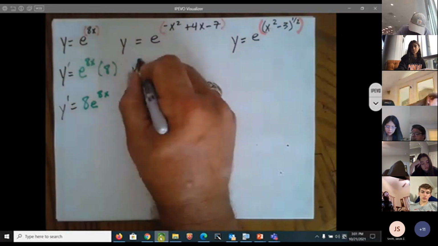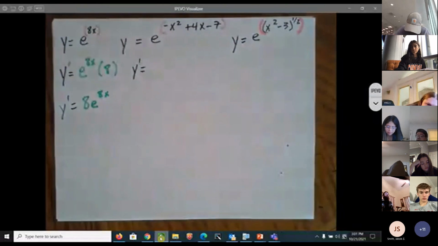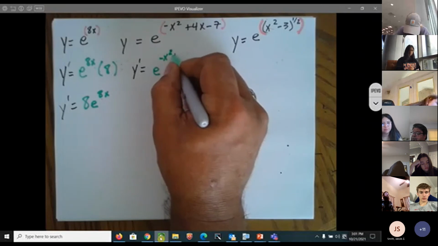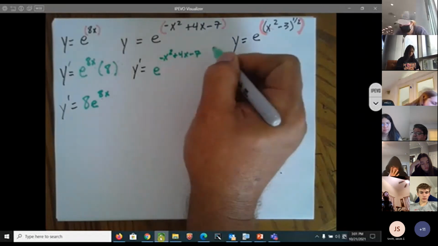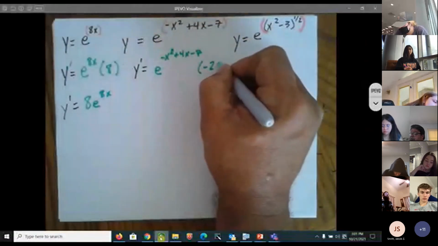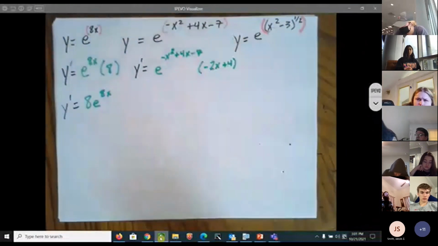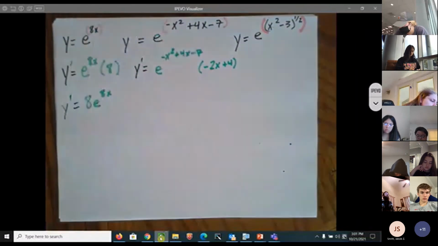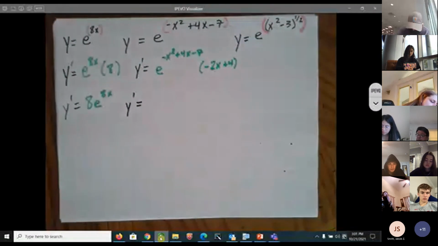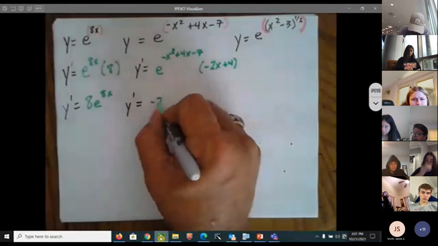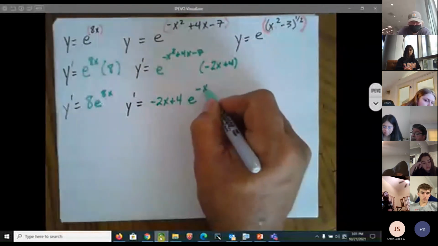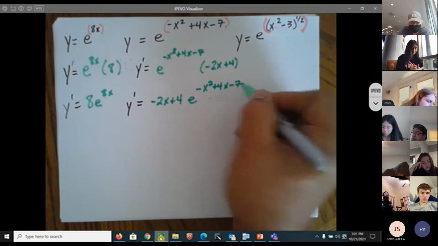Y prime is equal to this whole thing, e to the negative x squared plus 4x minus 7. And then the derivative is negative 2x plus 4. So the final answer is y prime is equal to negative 2x plus 4 e to the negative x squared plus 4x minus 7.